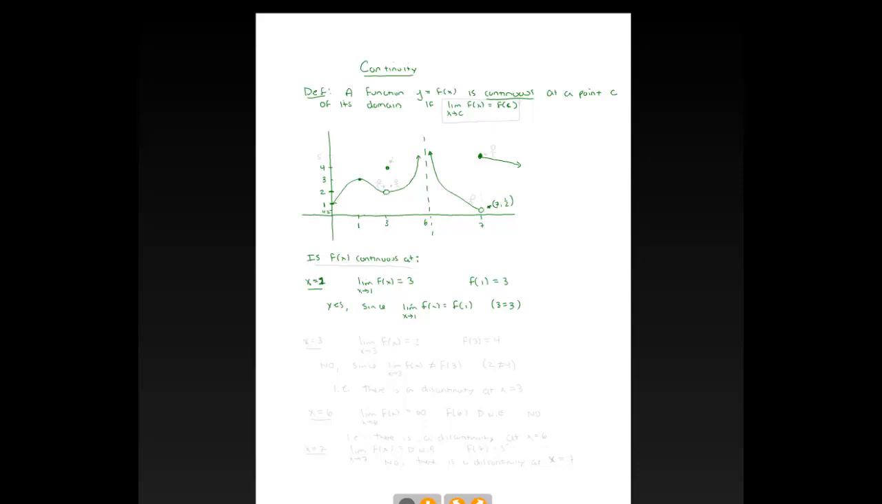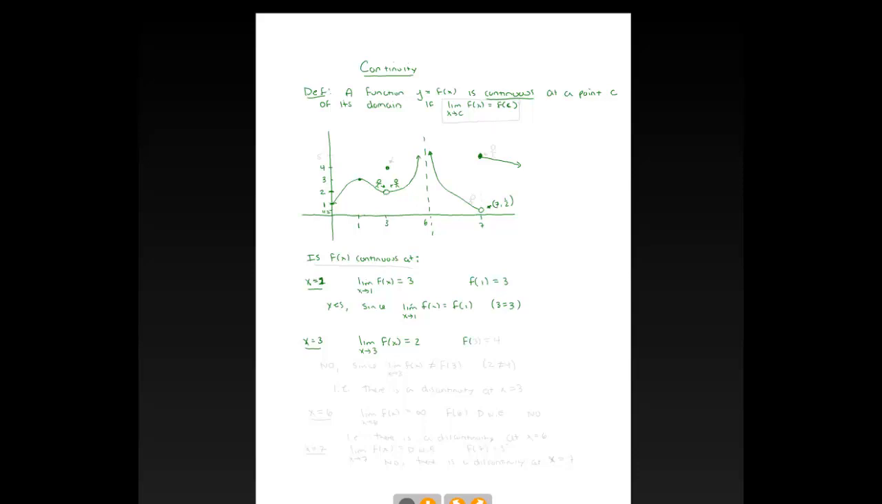How about at x equals 3? Well, the limit as x goes to 3 of f of x. So this is where you want to think, what am I approaching? Okay, as I approach from the left and the right side of 3, what y value am I approaching? The y value I'm approaching is 2. Okay, so remember, limits don't care about what's actually at that point. They care about what you're approaching.